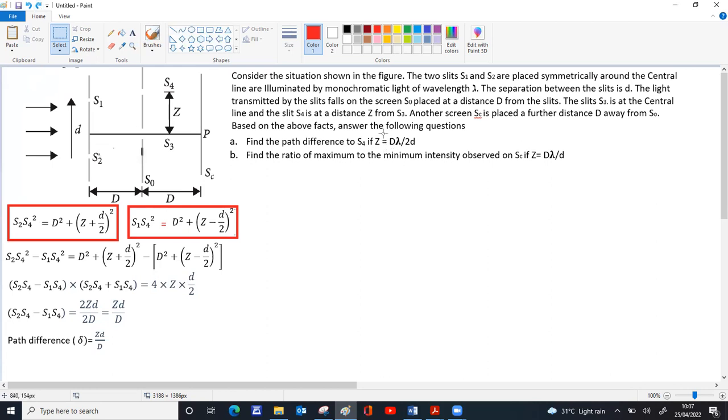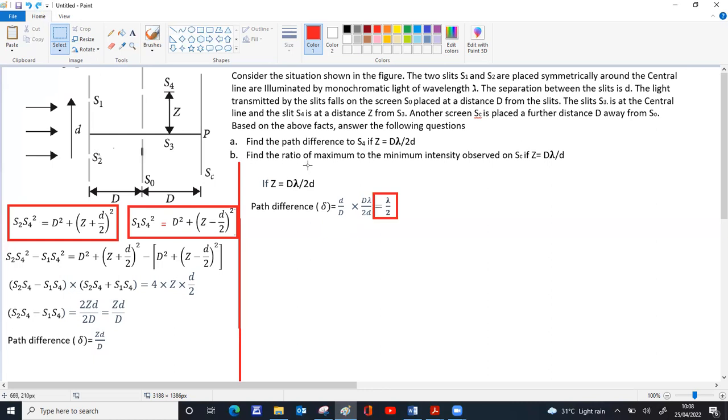Now, for the first part of the question, we can substitute the value of Z. If you remember this derivation, you are not supposed to do this whole step. This is a main subsection of the derivation for the path difference, then the bandwidth for Young's double slit. Now just substitute Z here. If Z is d lambda by 2d, path difference is d by D into Z, d by D into D lambda by 2d. So d and d get cancelled, lambda by 2. So that's the answer for the first part.